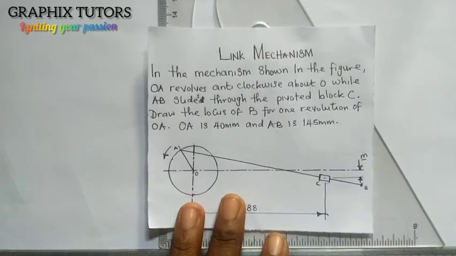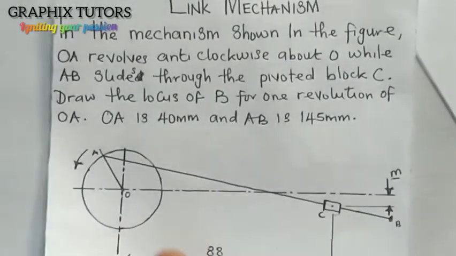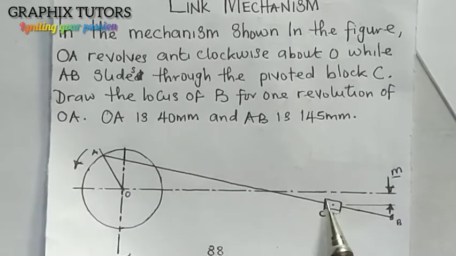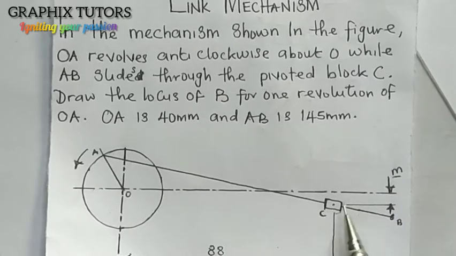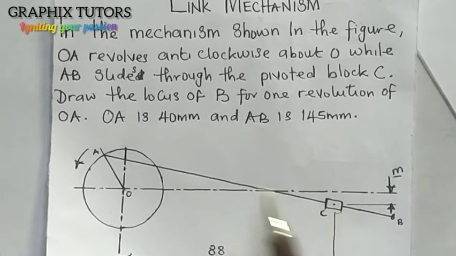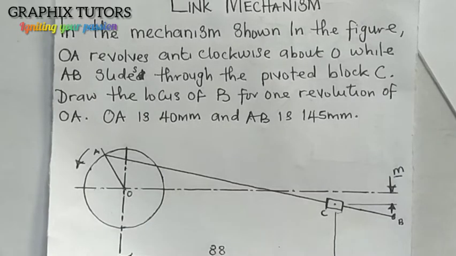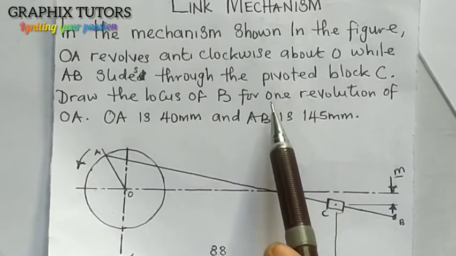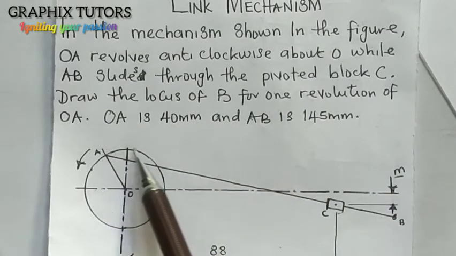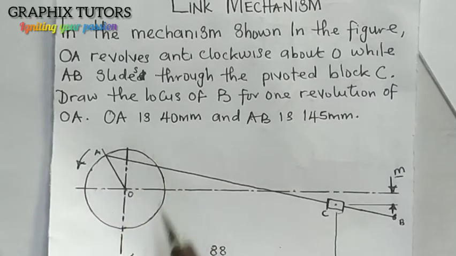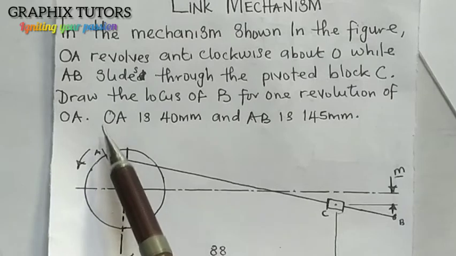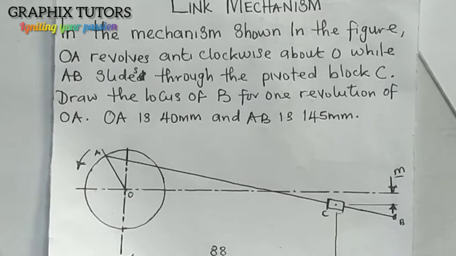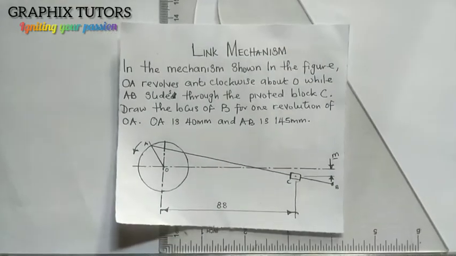Let me zoom it up and show you. This is A to B, sliding like this. This is the pivoted block C. Pivoted means that this point is fixed, while AB is just moving through that point. This point doesn't move. Draw the locus of B for one revolution. One revolution is a complete turn of OA, where OA is 40 mm and AB is 145 mm.